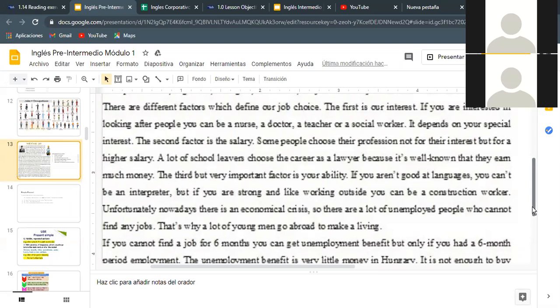Okay. There are different factors which define our job choice. The first is our interest. If you are interested in looking after people, you can be a nurse, a doctor, a teacher, or a social worker. Thank you. Kayla Lopez.